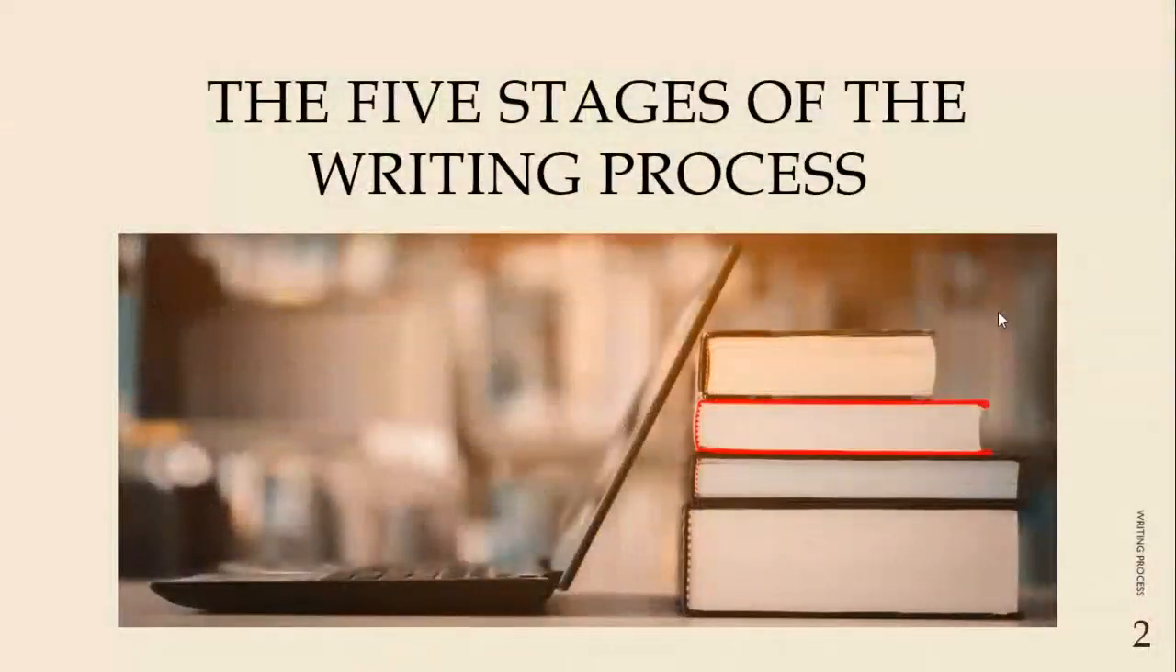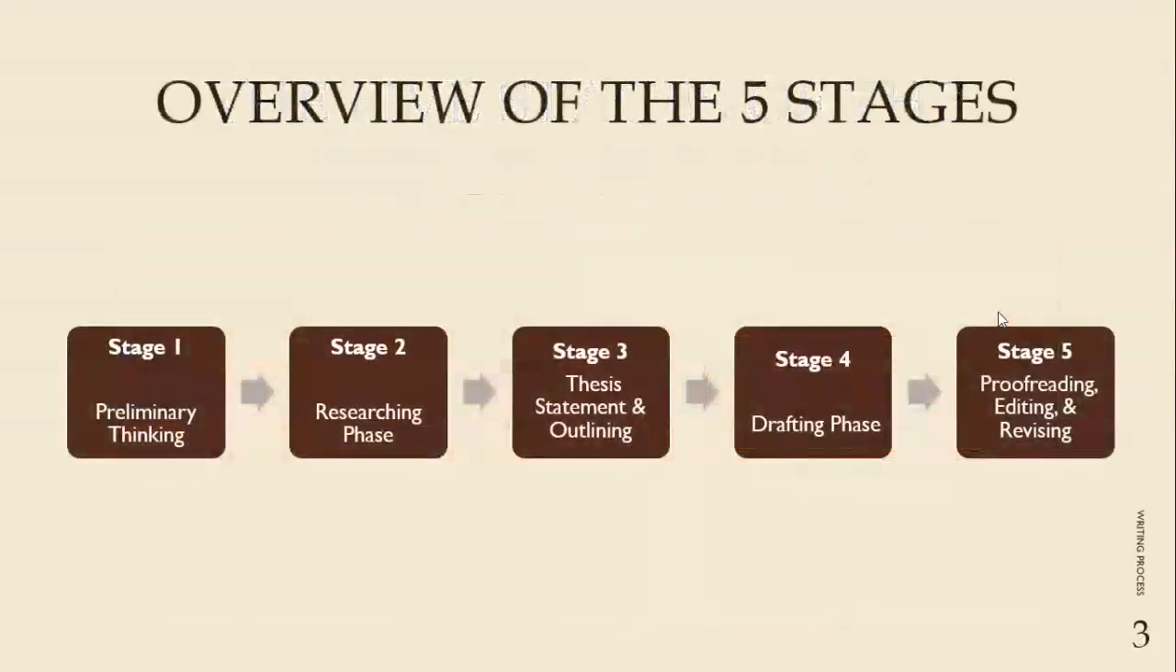So I like to teach 5 stages to the writing process, and it's not the only one out there. There's some that are 3, 4, 7 stages, 8 stages, who knows? I like 5 stages. It's easier to remember that way, right? Now, we have these stages here. Stage 1, preliminary thinking. Stage 2, researching. Stage 3, thesis statement and outlining. Stage 4 is drafting. Stage 5 is proofreading, editing, and revising.